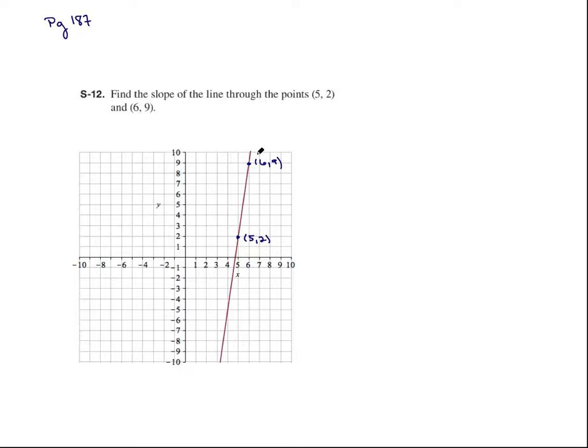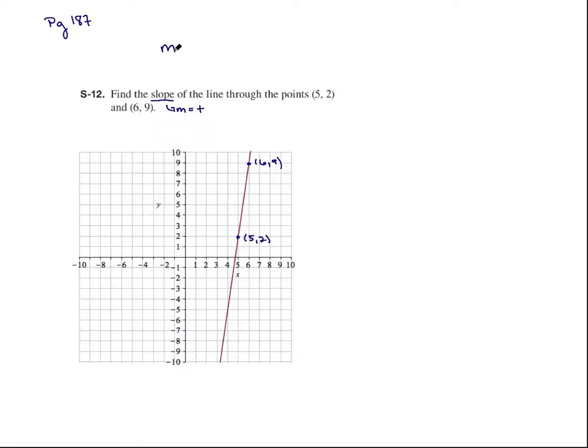And also notice that this line is an increasing function. So that tells us something about the slope. The fact that we have a line that's increasing tells us that we're looking for a slope that's going to be positive. Okay? So again, that's just something to keep in the back of your mind. Now let's actually calculate the actual steepness of this line.